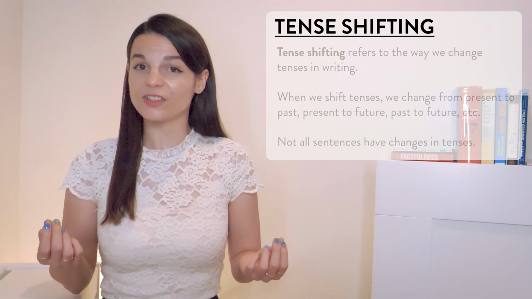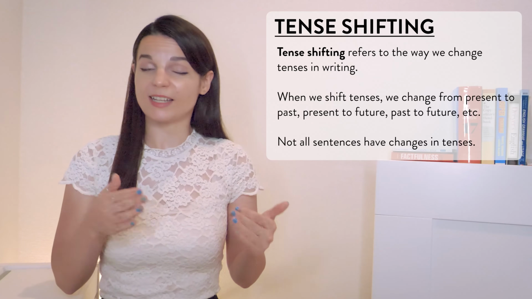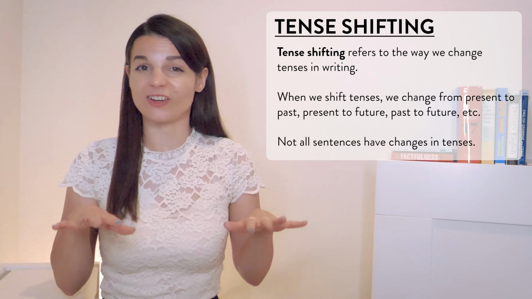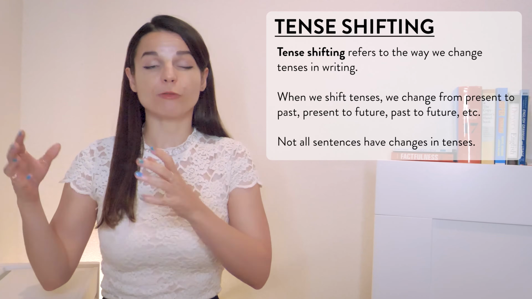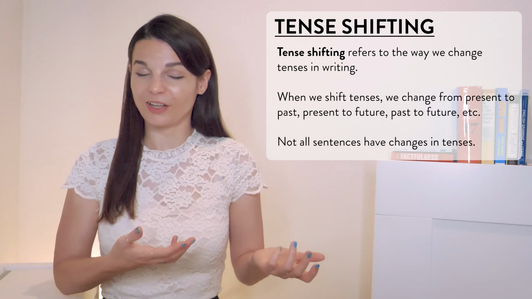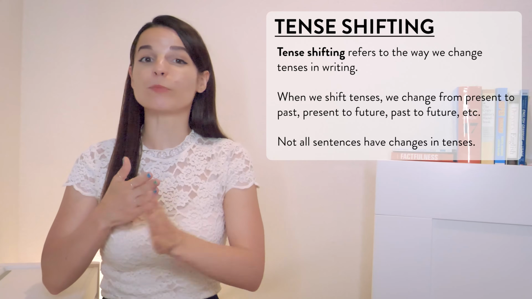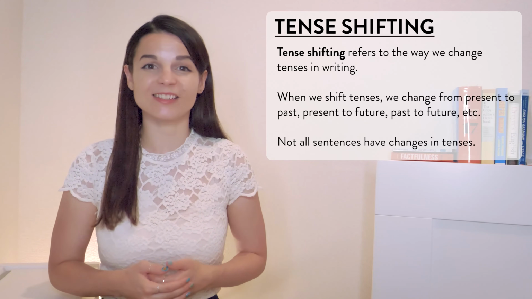First, let's talk about what tense shifting is. Tense shifting refers to the way you change tenses in your writing. When we shift tenses, we change from present to future, past to future, etc. We shift the tense of the story or the information from one time frame to another. We use tenses to express when an action happened and the sequence in which multiple actions happened. And not all sentences have changes in tenses.